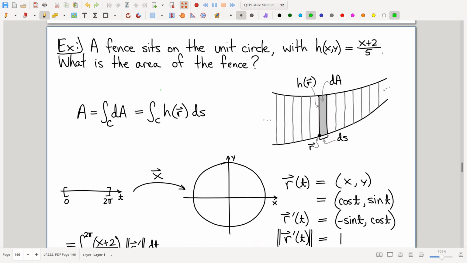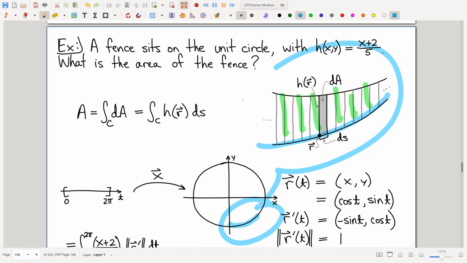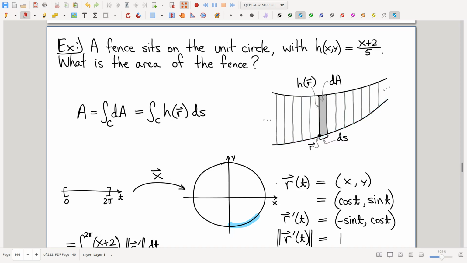Okay, another example. Now this one's just a little bit different, just to mix it up. Here, we've got a fence. This is a weird fence. The fence sits on top of the unit circle. So I've got the unit circle, and this is a little section of the unit circle right there that we're blowing up for visual convenience. And the fence, though, goes all the way around the unit circle. And this is a weird fence in that the height is not constant. So in different places, that fence is taller, and in other places, the fence is shorter.